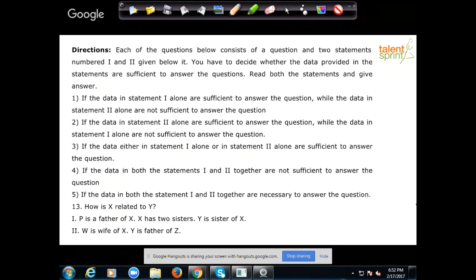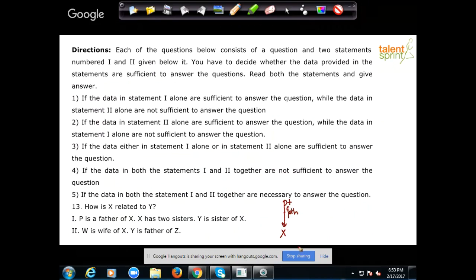How is X related to Y? So we can see that this is one of those questions of family tree. P is the father of X. So we know that P, boys and girls, is the father of X. Now, let's just write FATH to understand he is the father.